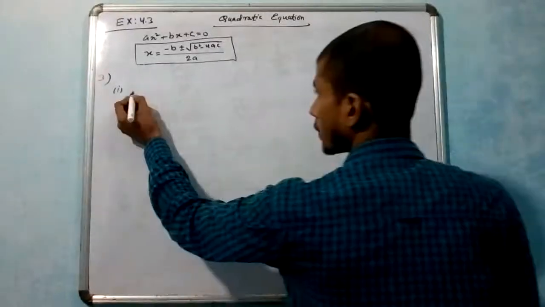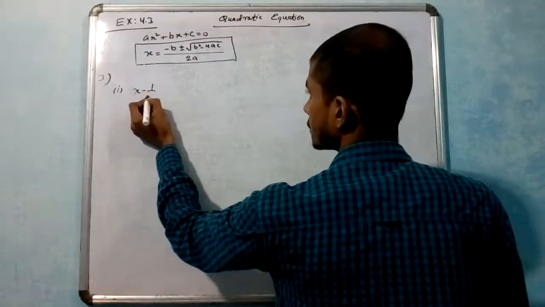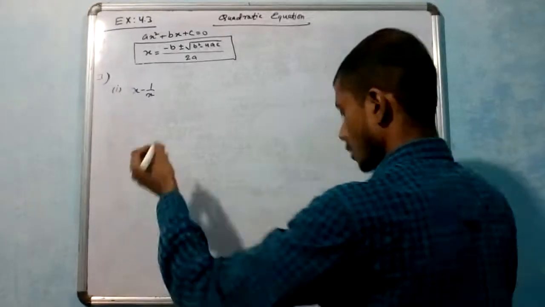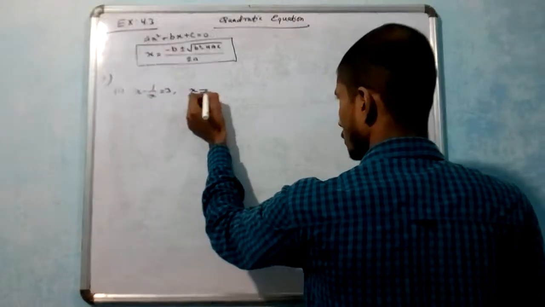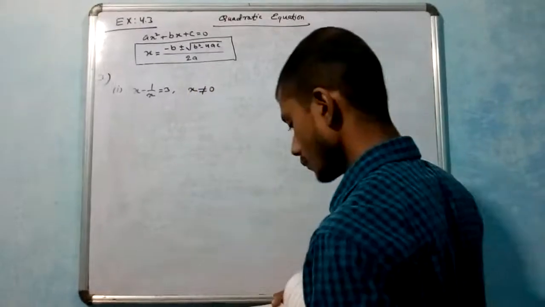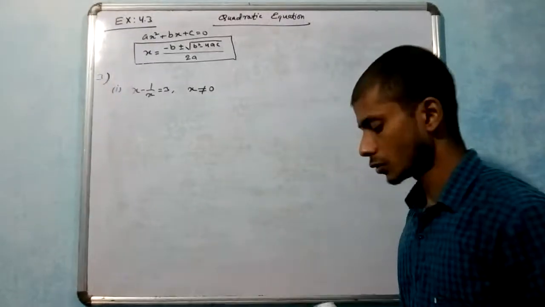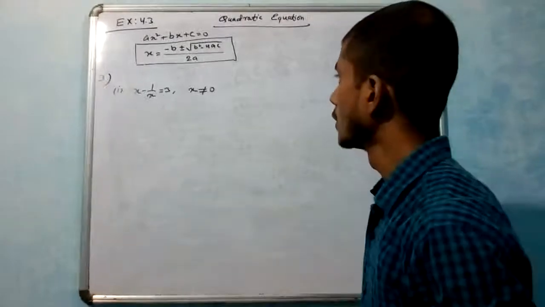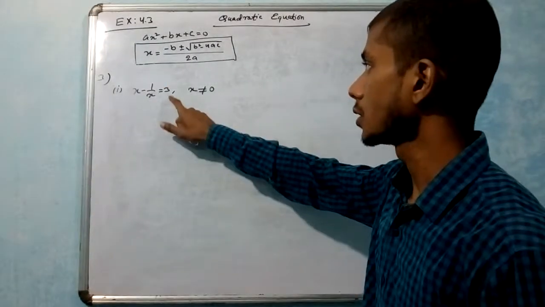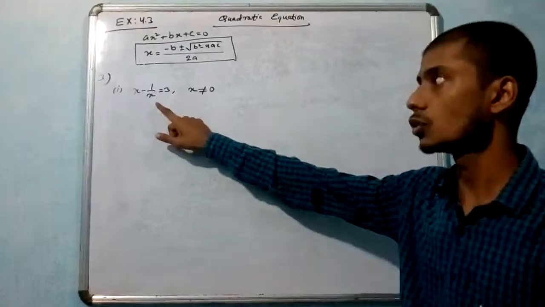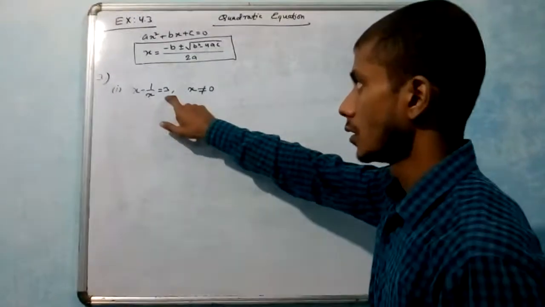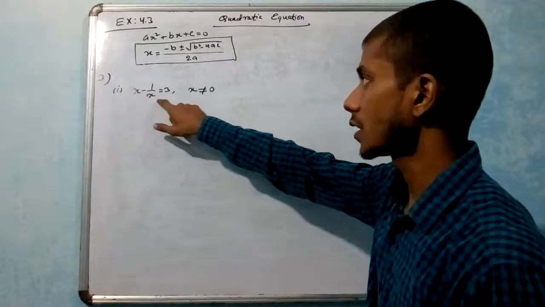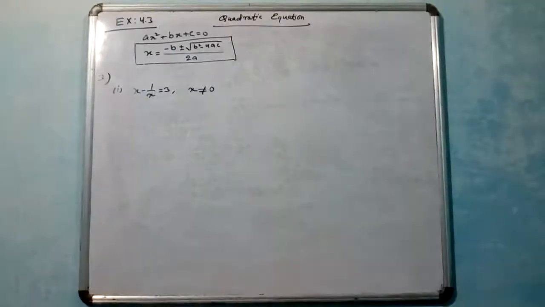So the first one: x minus 1 by x is equal to 3, and given that x is not equal to 0. Now what is the question given here? That x minus 1 by x is equal to 3, this we have to solve. We have to get the roots of this equation. This is an equation? Yes. Can we say this is a quadratic equation right now?